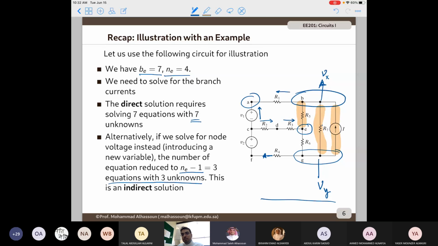So you may ask yourself, well, this discussion suggests that a node voltage method is better because it reduces the number of equations from 7 to 3 compared to a mesh current method. It turns out this is not always the case. It depends on the circuit. So in some circuits, the mesh current method is much simpler, much easier and much faster, while the situation is the exact opposite in some circuits, meaning that the node voltage method will give you the easiest and the fastest way of solving for the circuit.